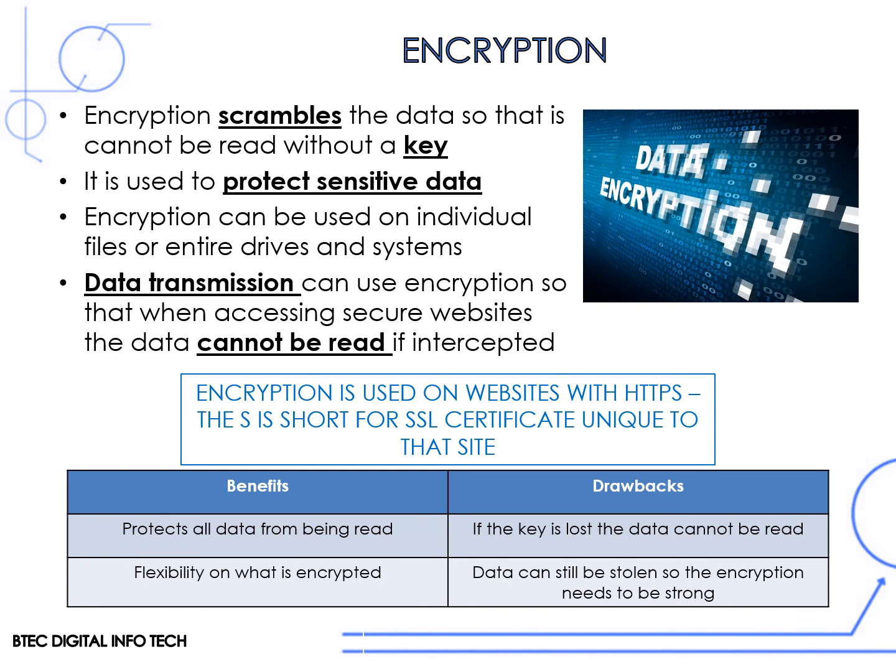Data transmission can use encryption so that when accessing secure websites, the data cannot be read if it is intercepted. Encryption is used on websites where you see HTTPS at the top. The S is short for SSL certificate, and that is unique to that particular website. That is what contains the key that allows you to descramble or decrypt the data.